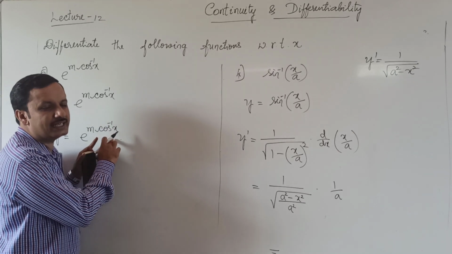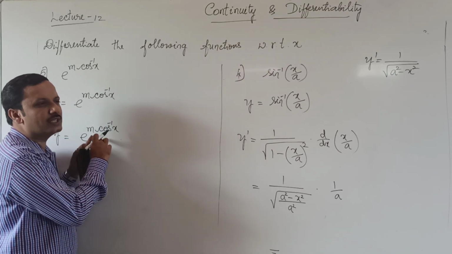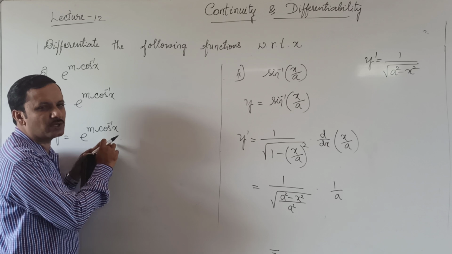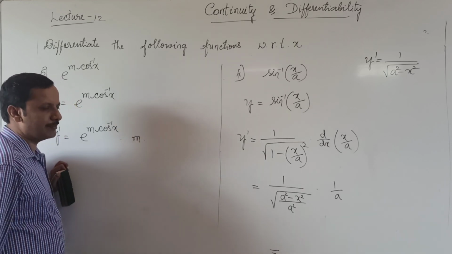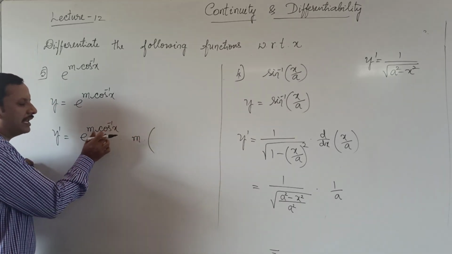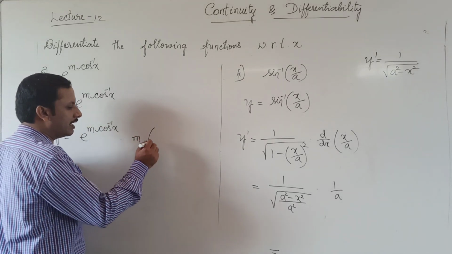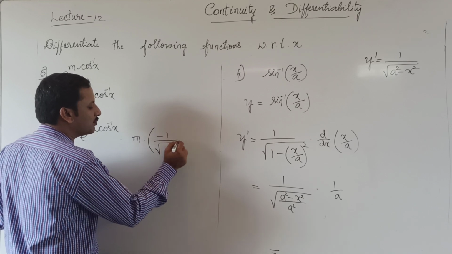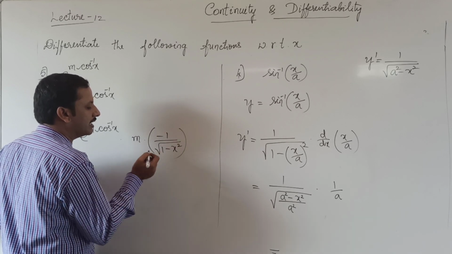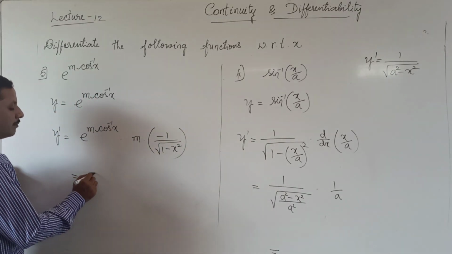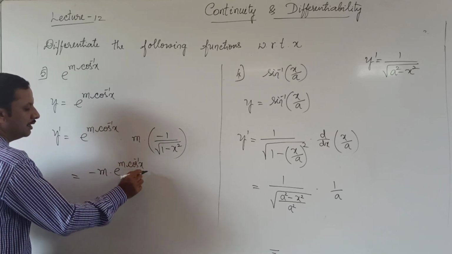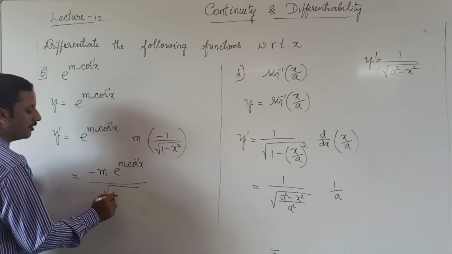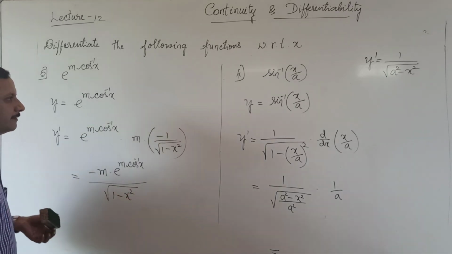Here m is a constant and cos inverse x is a function. So for a constant into a function, we keep the constant as it is and differentiate the function. Keep the constant as it is, m. Differentiate the function, derivative of cos inverse x. What is the derivative of cos inverse x? Minus 1 by root of 1 minus x square. This is the answer. Minus m into e power m cos inverse x divided by root of 1 minus x square.